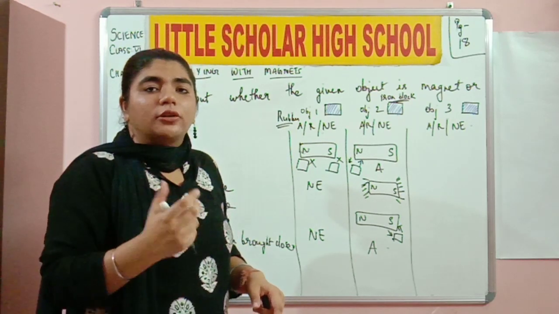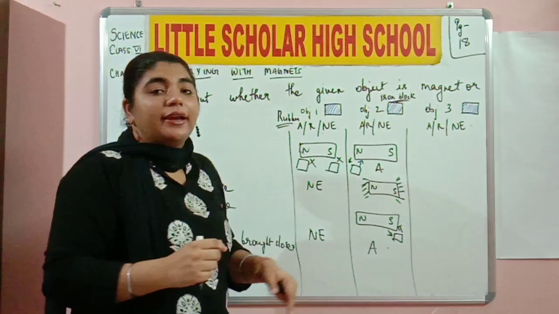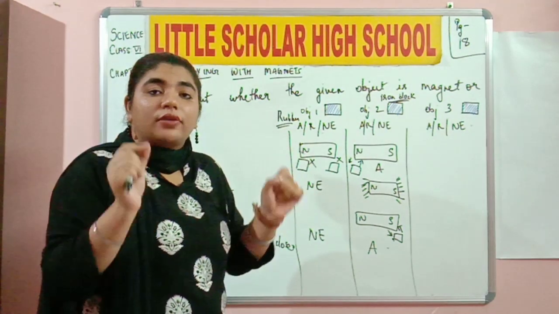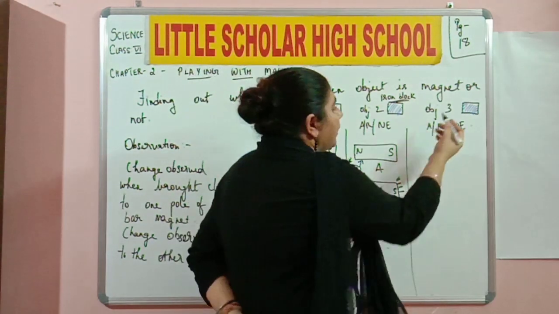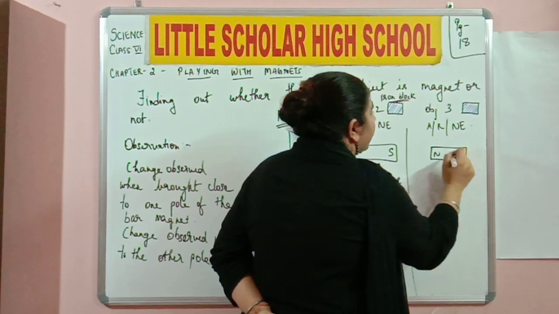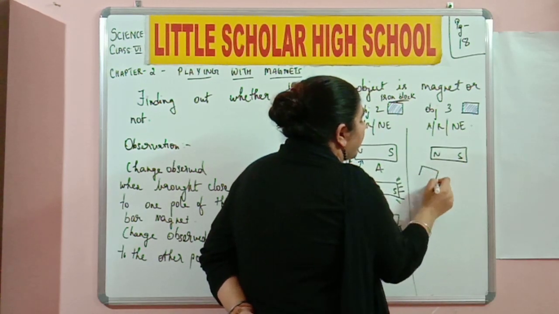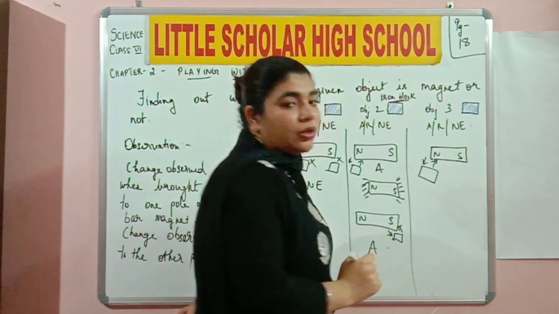Iron blocks, cobalt blocks, nickel blocks, steel blocks, iron filings. Yes or no? They are going to get attracted to both the ends. Okay. Now, I take the third object near my bar magnet. When I take the third object near my bar magnet, I again observe attraction.